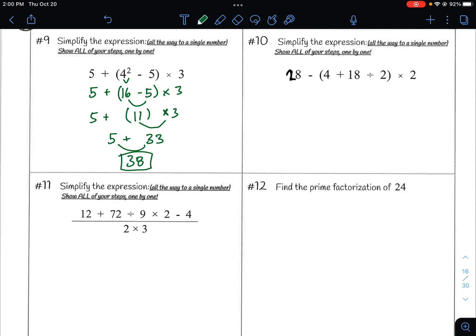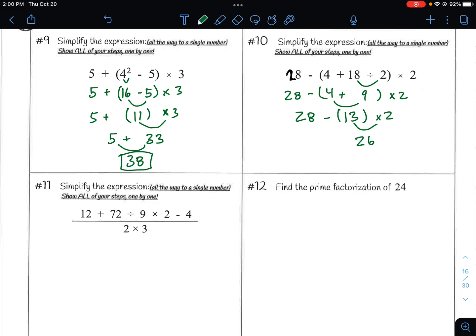So we have parentheses right here. Inside these parentheses, we have addition and division. And guess what? Division beats addition. So 18 divided by 2 is 9. Let's bring everything else down: 4 plus 9, parentheses, times 2 minus 28. Now we have 4 plus 9, which is 13, I believe. Bring down everything else. There's nothing to do in the parentheses, so I start looking for exponents, multiplication, division, subtraction. Here's some multiplication right here.